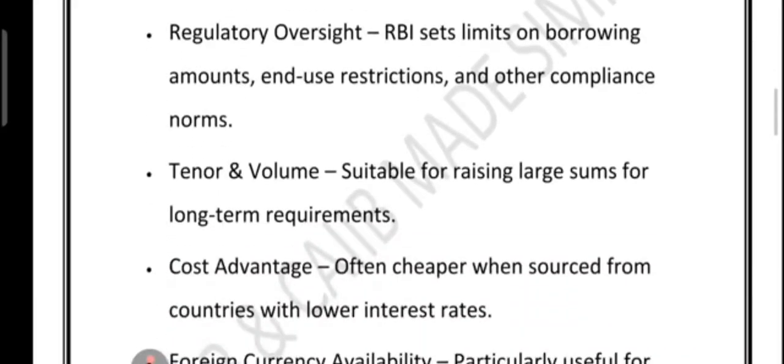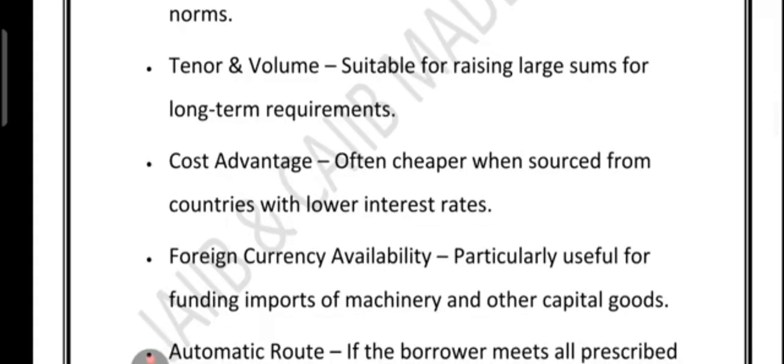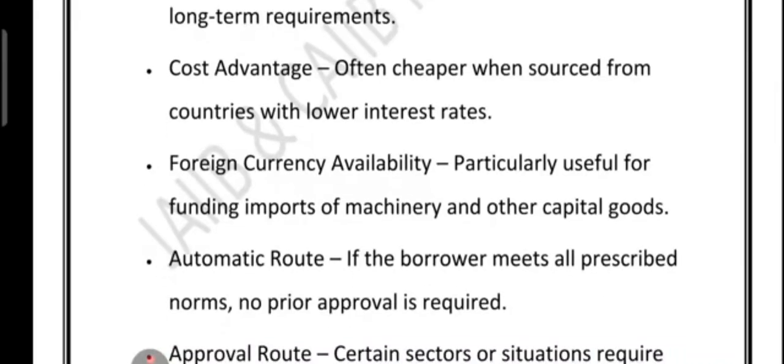The RBI keeps an eye on this. They decide how much you can borrow, what you can use it for, and other compliance rules. ECB is usually taken for long-term needs and large sums, like building a new plant or buying expensive machinery. A big advantage is the cost. If the loan comes from a country where interest rates are lower, it can work out cheaper than borrowing in India, right? So that's why I told you that it is for long-term and large sums.